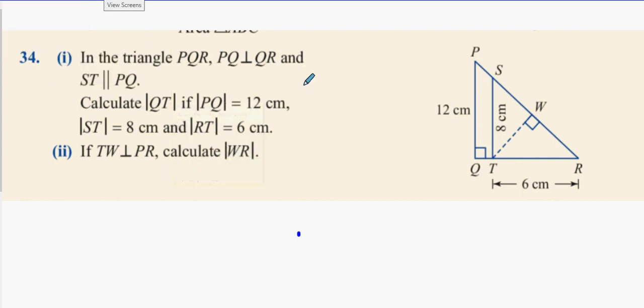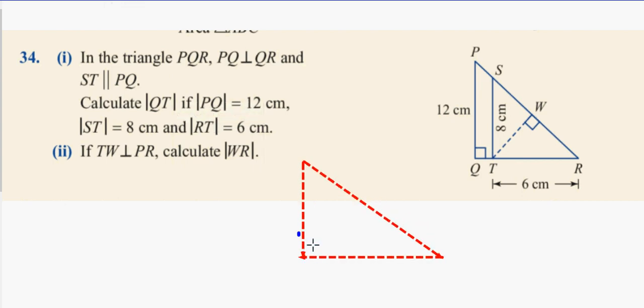Now, alright guys, what am I doing again? Small triangle and big triangle. I'm probably one of the few people that always has to draw these out.